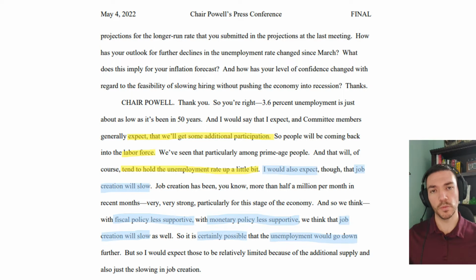The way that works is as people are returning to the labor force, it's presumed that they don't yet have a job right away, and so they're going to be unemployed for a certain amount of time until they find a job. And so that's going to support the upside of the unemployment rate. He also gave an argument for how the unemployment rate could go down, namely with less supportive fiscal and monetary policies, how it could slow job creation, and as a result, unemployment would go down.